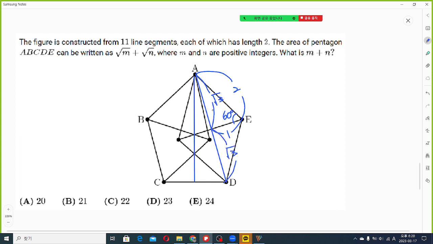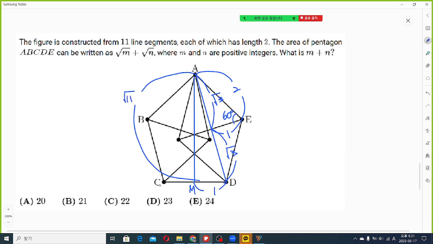That means the length of AD is 2 times the square root of 3. And this length is also 1. So we can make a big Pythagorean theorem here. What's the length of the big height? Let's say this point is M. So what's the length of AM? Square root of 11. Great.